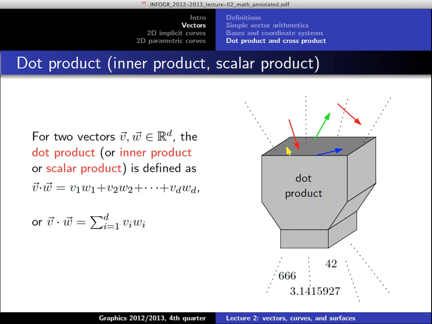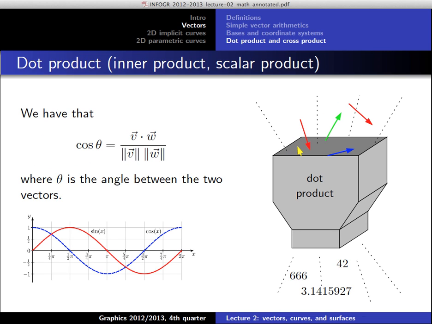This is basically just a definition, but the definition is made because the value that we get has certain characteristics which are quite important and quite useful, especially in computer graphics. One of the most useful characteristics is the relation between the scalar product, the length of the vectors, and the angle between those vectors, or more concretely, the cosine of the angle between those two vectors.